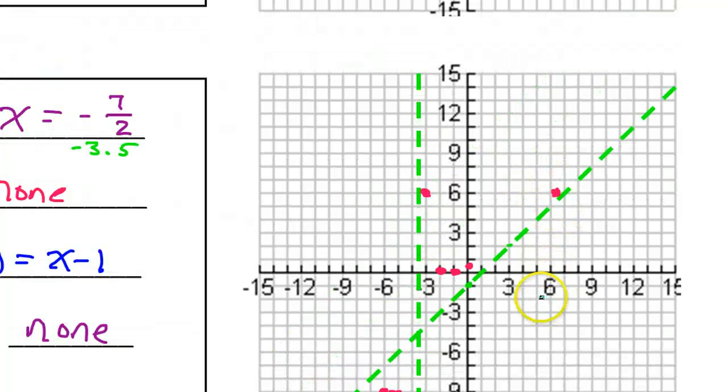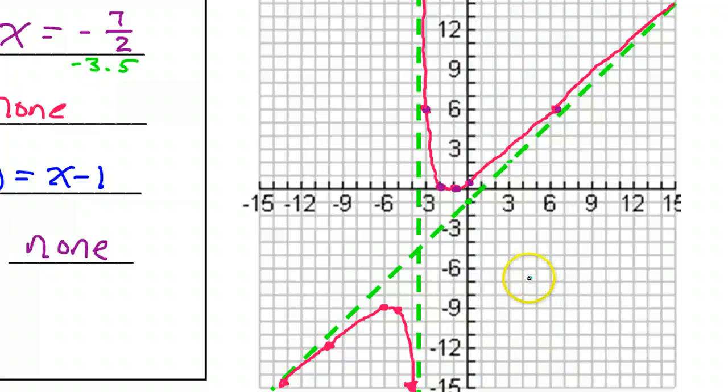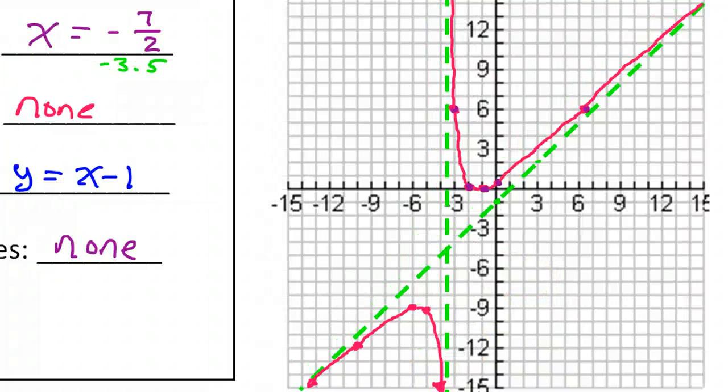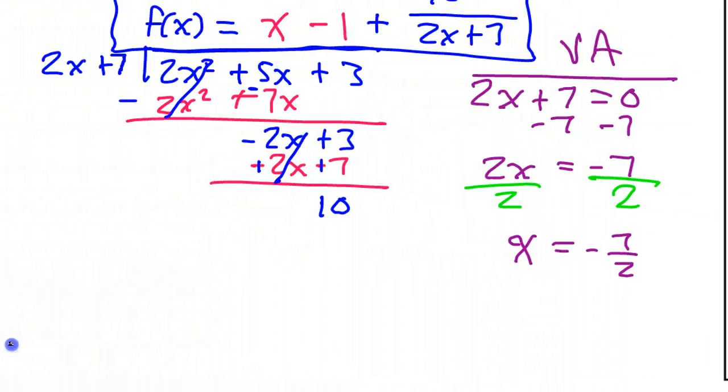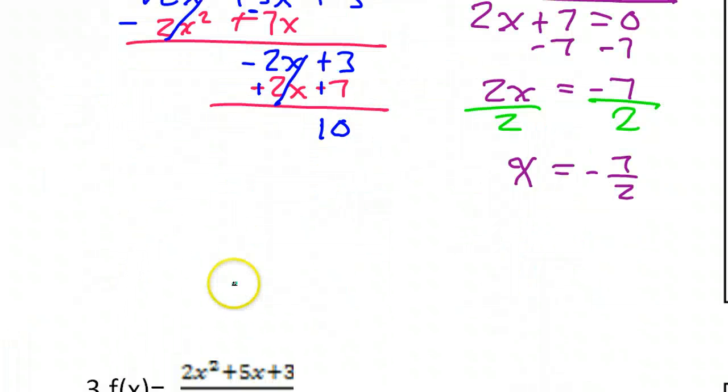Okay, so that's enough to give us a good sketch. Alright, so that branch will look something like that. And that's it. We sketched the graph. That's great. Alright, so that is it for number 2.